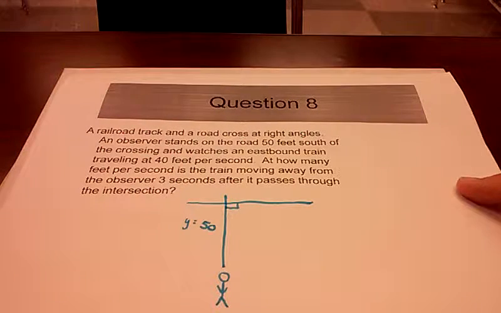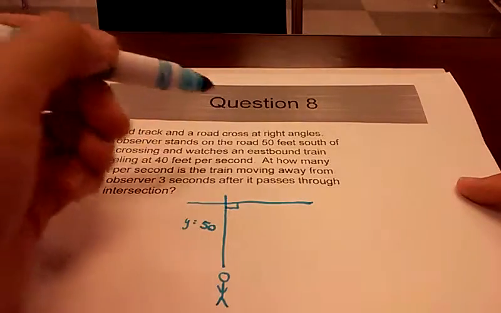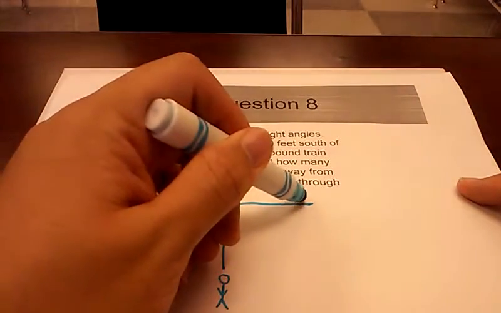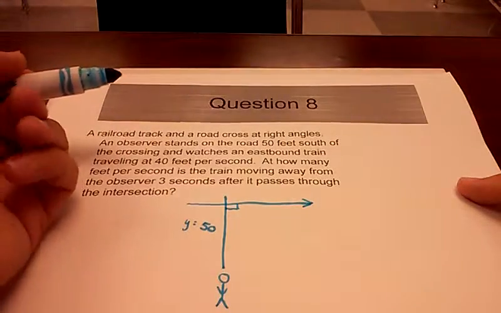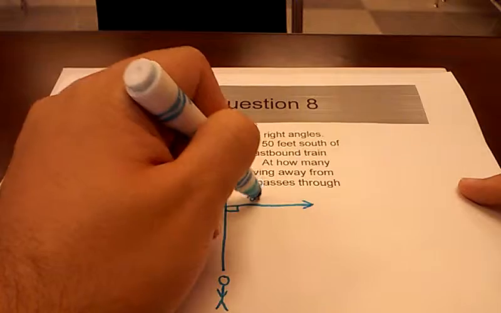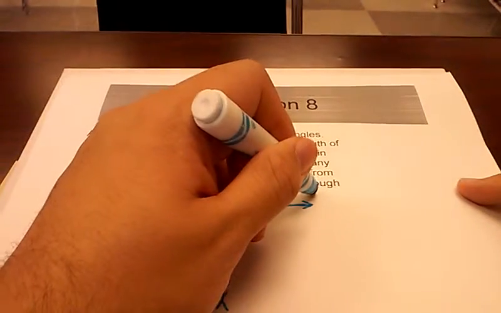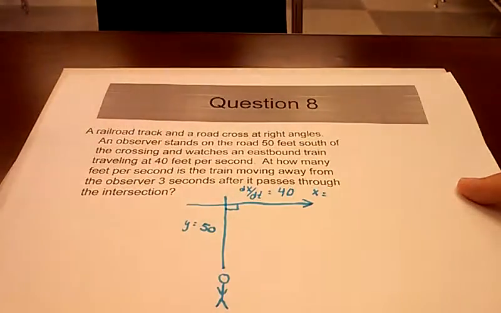It says that an eastbound train is traveling at 40 feet per second. So it's traveling eastbound 40 feet per second. So that would be the dx/dt. So dx/dt would be 40. I have no idea what the value of x is yet, but I probably can find it.